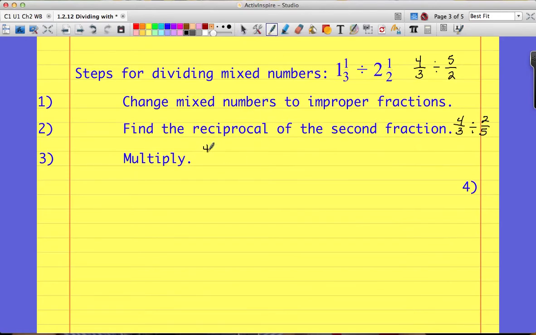So now this problem becomes 4/3 times 2/5. I know that I can't simplify. 3 and 2 can only be divided by 1. 4 and 5 can only be divided by 1. 4 times 2 gives me 8. 3 times 5 gives me 15. And then my last step is always to simplify. But in this case, I cannot simplify because both numbers can only be divided by a common factor of 1.